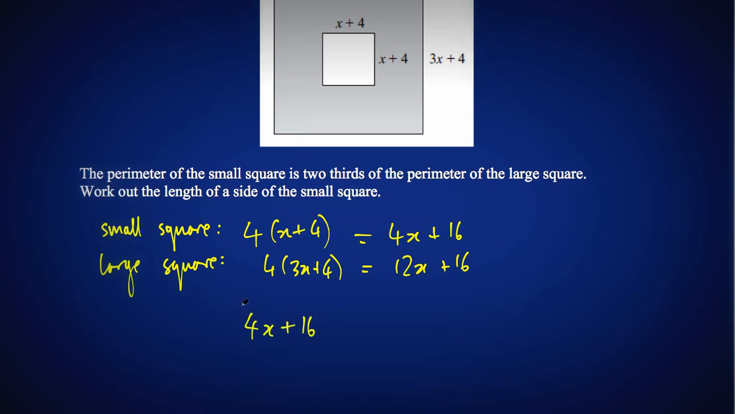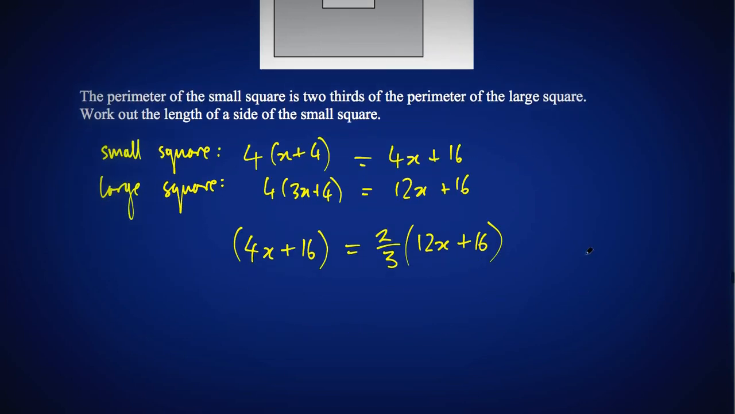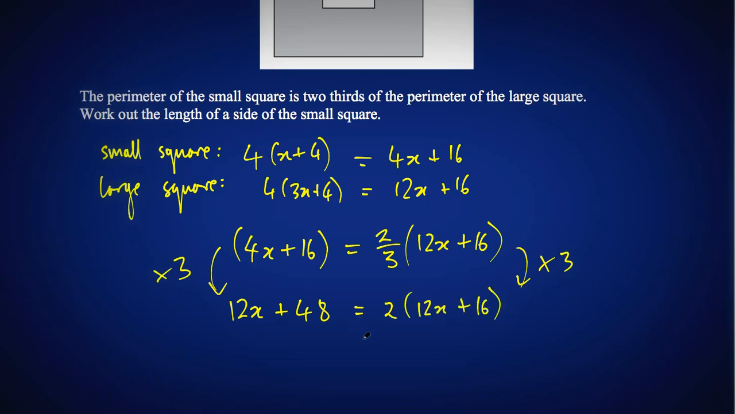4x plus 16, which is the perimeter of the small square, is 2/3 of the perimeter of the large square, which is 12x plus 16. So I'm going to multiply both sides by 3 to get rid of that denominator there. So that gives me 12x, and 3 times 16 is 48, so that's 12x plus 48 equals 2 lots of 12x plus 16, now that I've got rid of that denominator, which equals 24x plus 32, and I might as well rewrite this again here. 12x plus 48 equals 24x plus 32.